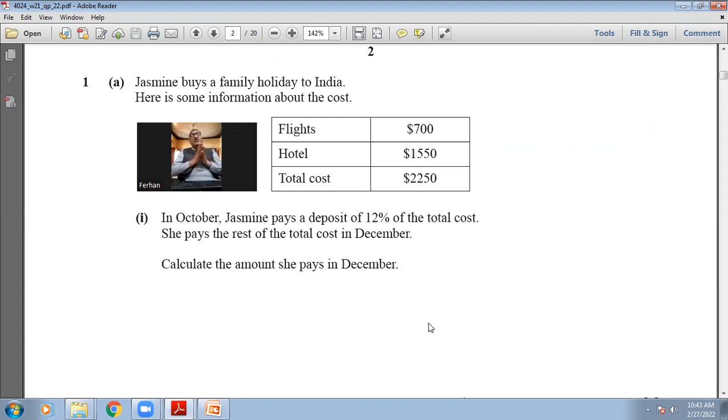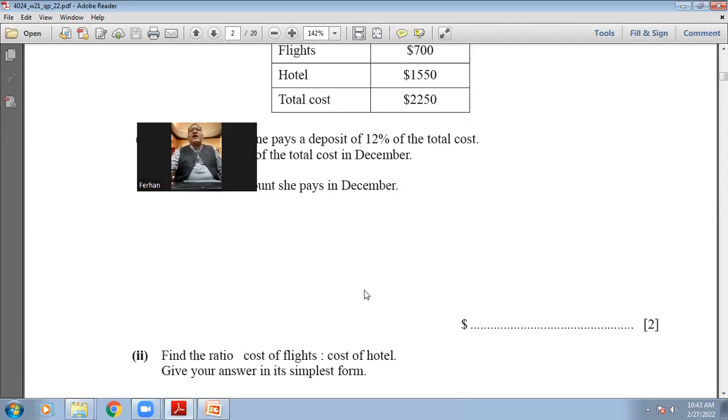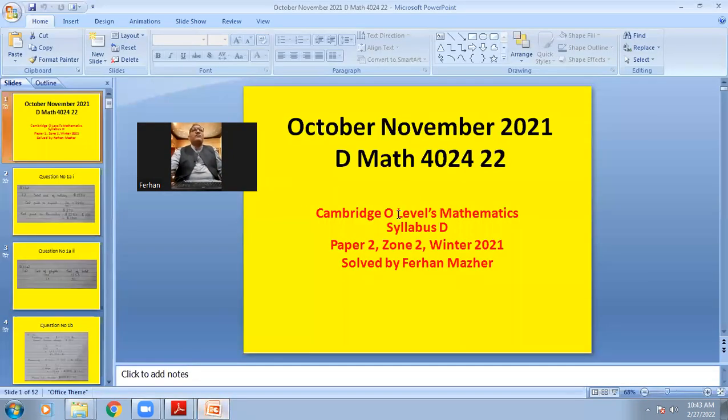Okay, so she has already deposited 12% of the total cost. So how much money will be remaining? That money she has to pay in December. So the total cost was basically 2250. So first of all, find the 12% of 2250, and then from 2250 subtract that money which you deposited. It's a 2-mark question, so let me show you how this is done.